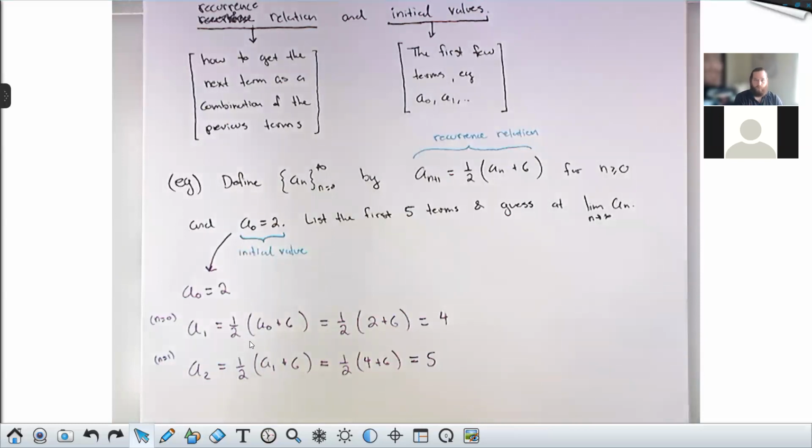I know it can feel a little strange plugging n equals 0 in here to get a1, and plugging n equals 1 in here to get a2. The number you have to plug in for n in order to get a specific term out depends on how the recurrence relation is set up, specifically what the subscript is for the guy on the left. But if you think about it, it makes sense.